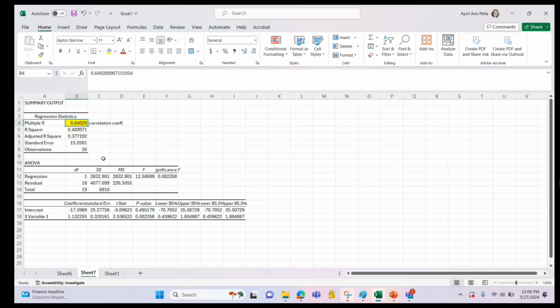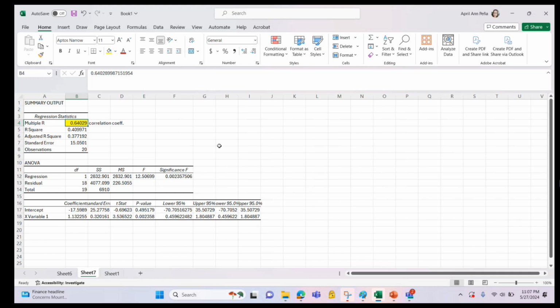Now, what is important here? Another important value here, I'll just adjust column F, we do have here the significance F. This one is important. So we'll decrease the decimal to 3 decimal places, so we do have 0.002. Okay, so what do we do with this significance?